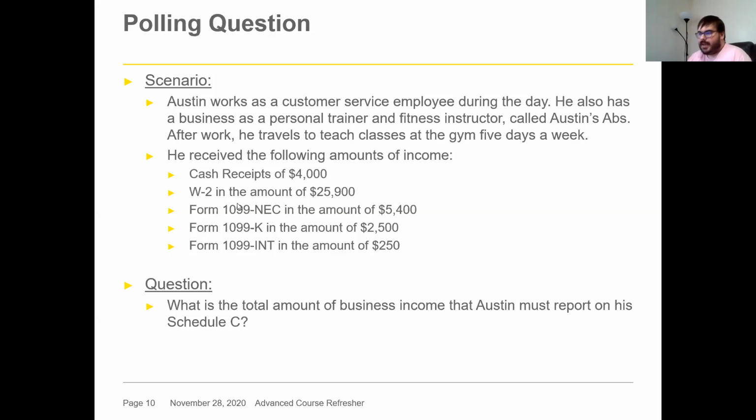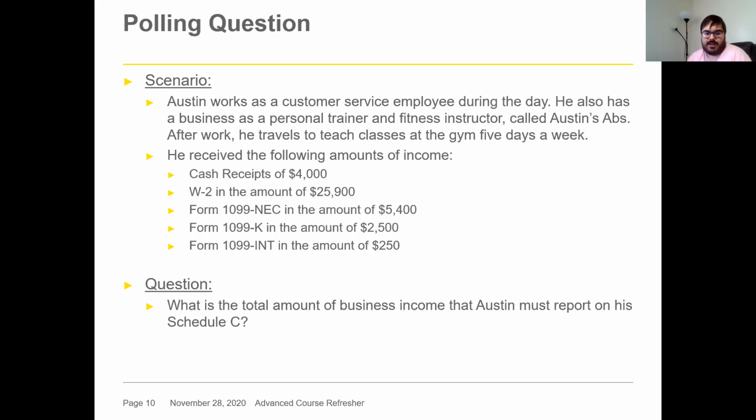Then you would not include the W-2, because that would just go as regular employee income. So you would not put that on a Schedule C. You would include the 1099-NEC for $5,400 because that's non-employee compensation. So you would be considered self-employed with that amount of income. And you would also include your Form 1099-K for $2,500.